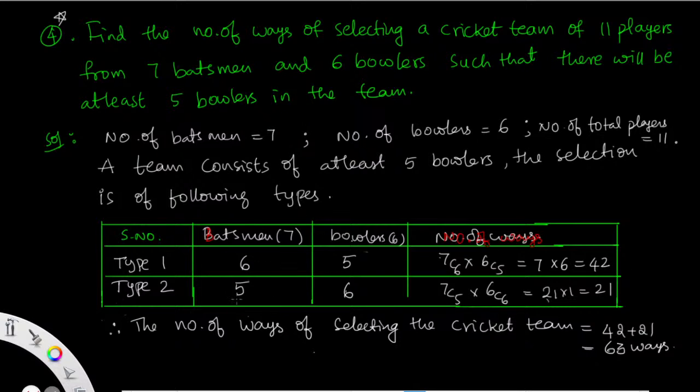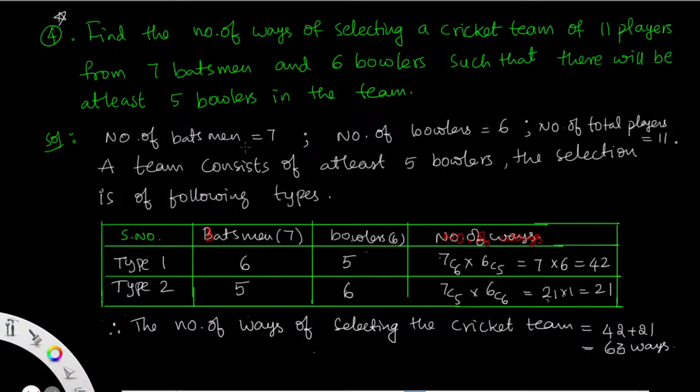For type 2, out of 7, we are selecting 5 batsmen, that is 7C5 ways, and out of 6 bowlers, we are selecting 6 members, that is 6C6. The total value becomes 21 into 1, that is 21 ways. So these are the totals we can add. Therefore, the number of ways of selecting a cricket team is 42 plus 21, that is 63 ways.